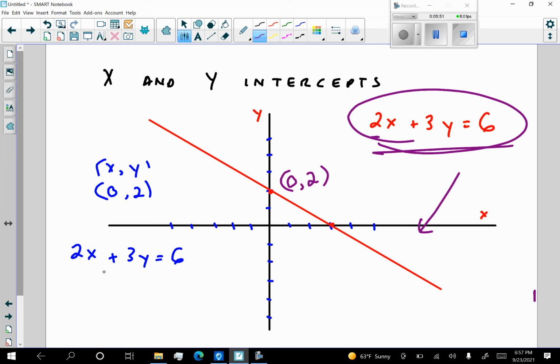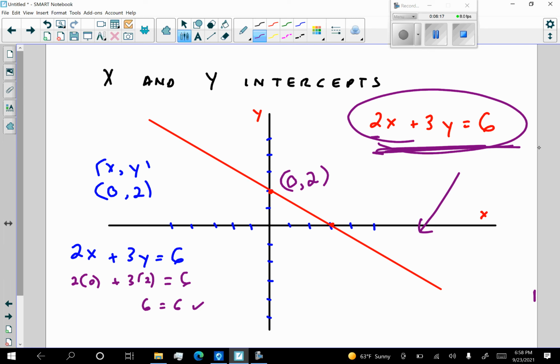So I'm going to put 0 in for x. So I have 2 times 0 plus 3 times 2. Does that equal 6? Well, by golly, it does, because 2 times 0 is 0, and 3 times 2 is 6. So I do indeed have 6 equals 6. So this is the y-intercept of this line here.